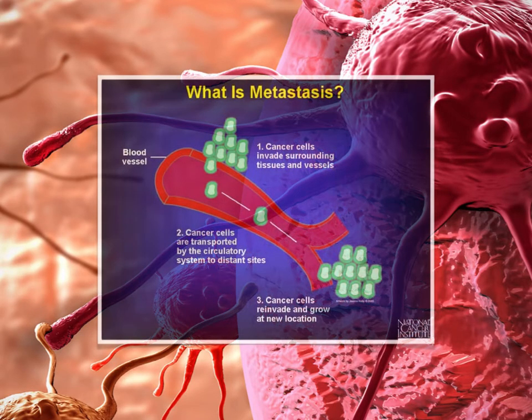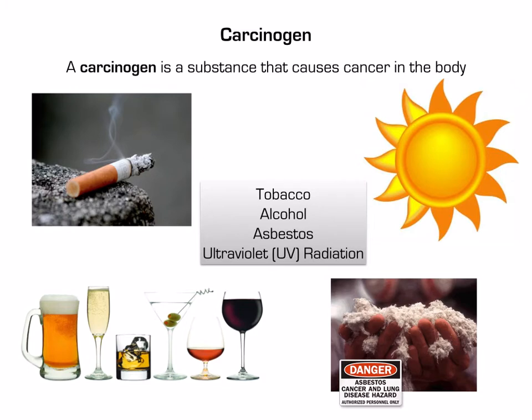What is metastasis? When a cancer cell invades surrounding tissues and vessels, it breaks away from the body tissue and is able to enter the circulatory system. It can then travel to other parts of the body and reinvade and grow at a new location. Carcinogens are substances that cause cancer in the body. Some common carcinogens are tobacco, alcohol, asbestos, and ultraviolet radiation.